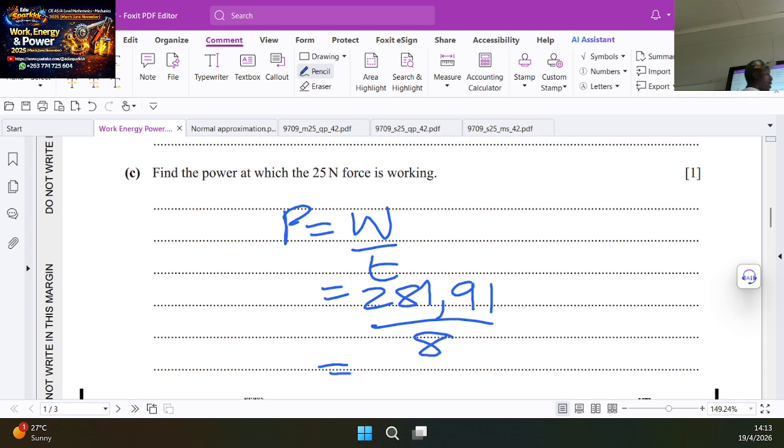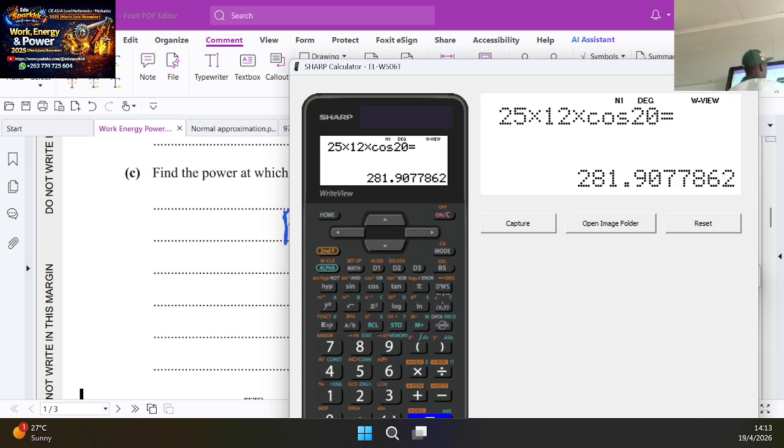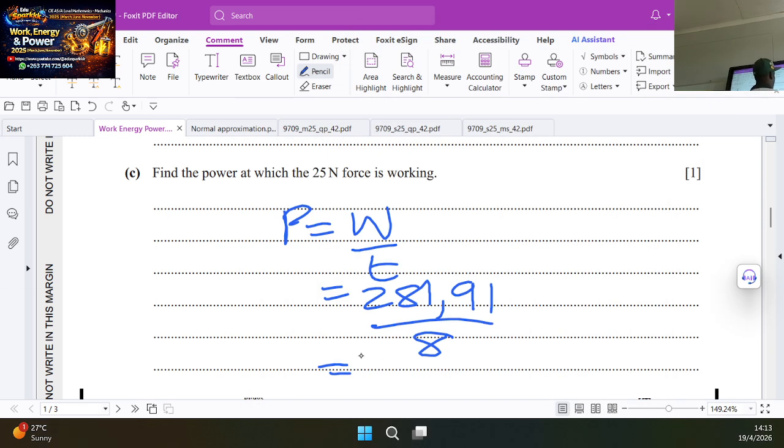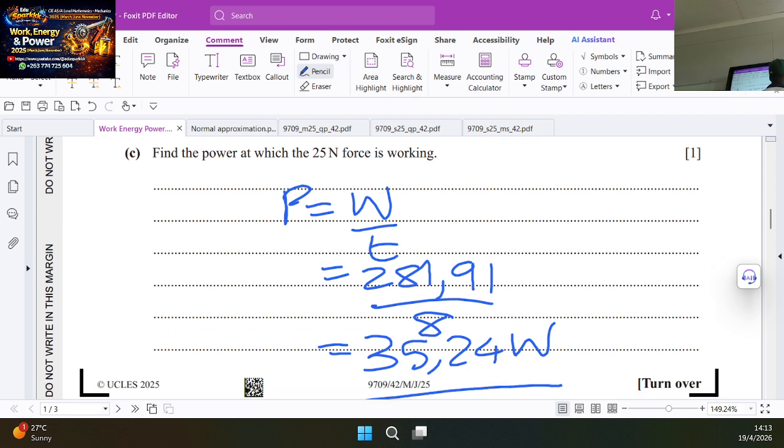So let's check the power. Let me bring back my calculator again. The power for this problem is going to be whatever we have on our calculator there divided by 8. So I'm simply dividing my solution there by 8. It gives me 35.24, and this time around we have our power in watts.